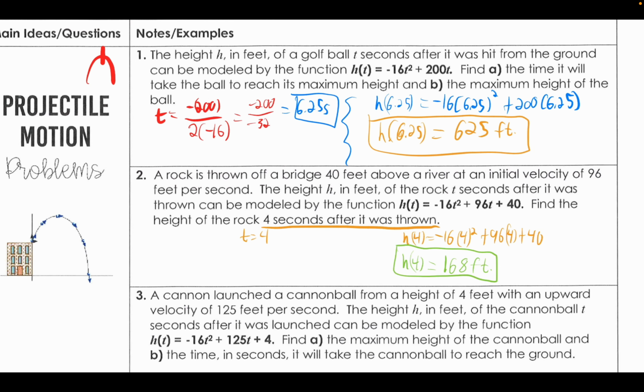So that means it was thrown from 40 feet above, and it's like a person was standing here, for example, on a bridge 40 feet up, threw it up, then back down.